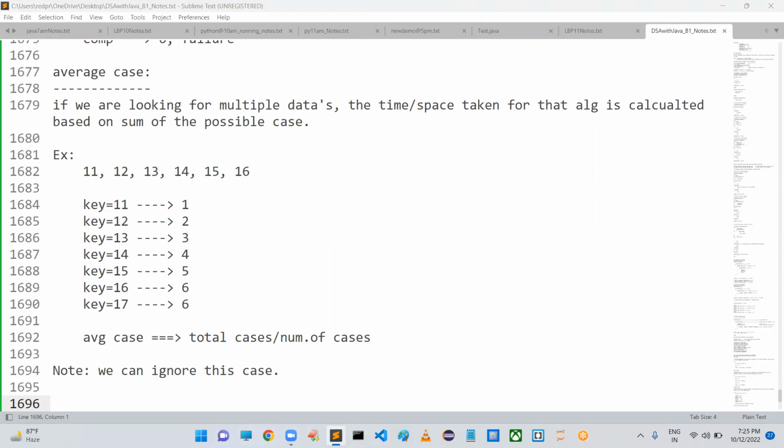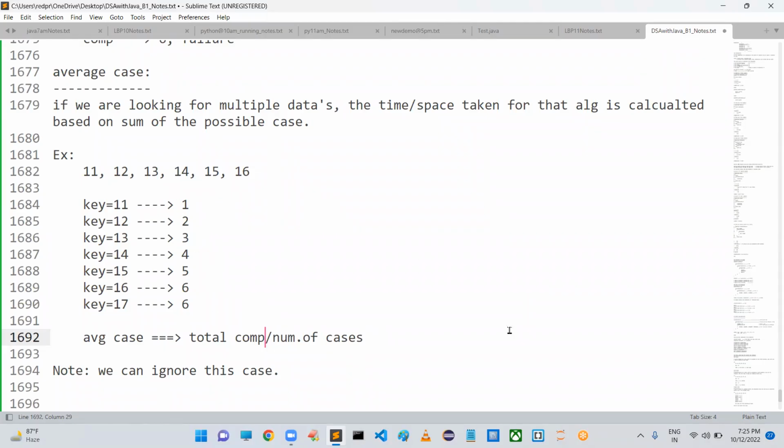What is the total case and the number of cases? Total case, in the sense, is the total number of comparisons. How many comparisons are we doing here? 1 plus 2 plus 3 plus 4 plus 5 plus 6 plus 6 is the total number of comparisons. Then how many cases are there? That we have to find.